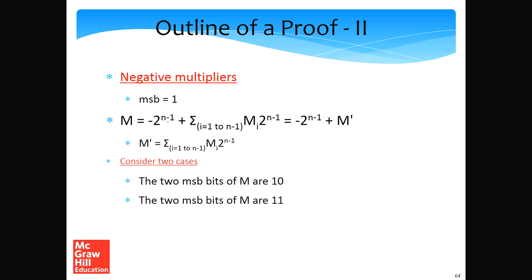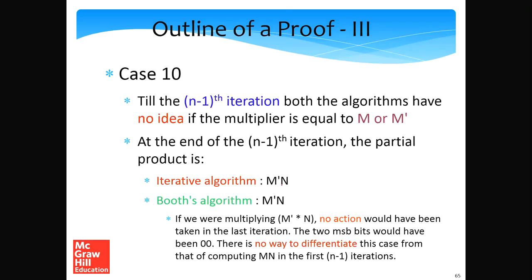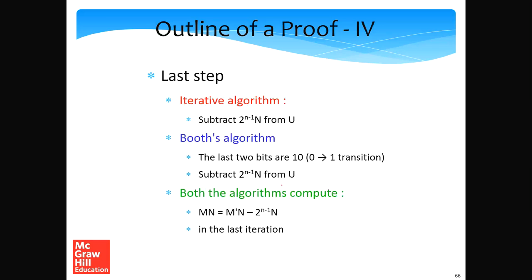So the main problem comes when we have negative multipliers, and then we further divide it into two subcases: when the MSB bits of the multiplier are 1, 0 and when they are 1, 1. I'll not discuss these because this is fairly complicated. But the main idea is that it is possible to prove that Booth's algorithm works correctly when the multiplier is negative and is represented in 2's complement fashion.